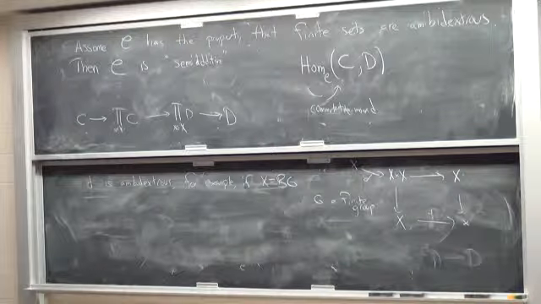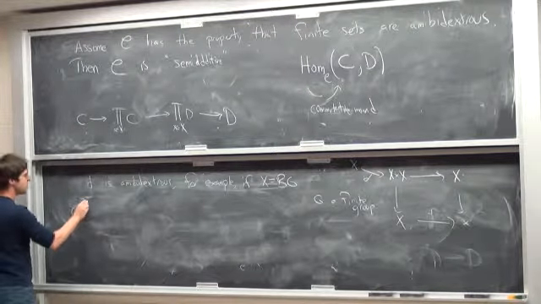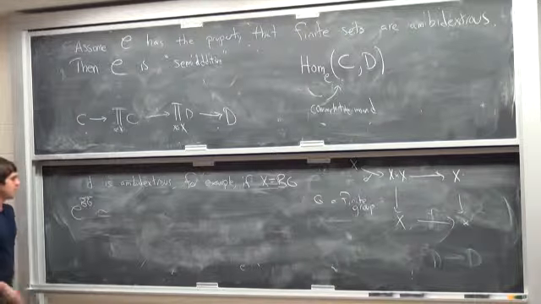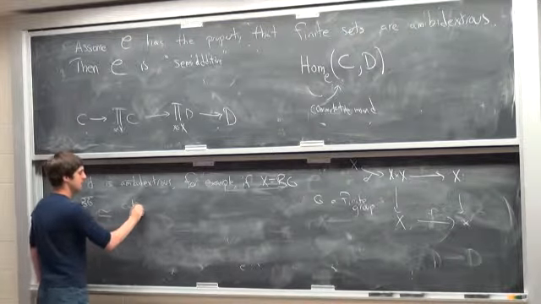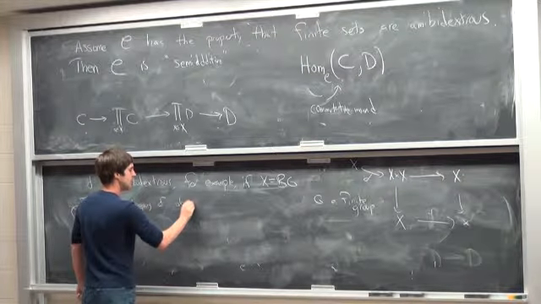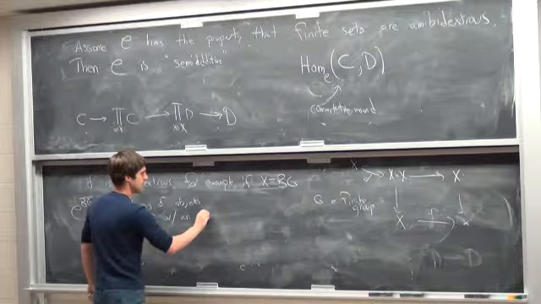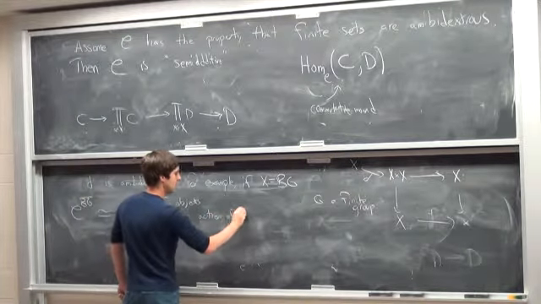So now what is a local system on BG? This category of local systems on BG, you can think about this as the category of objects of C with an action of G. Why was delta ambidextrous in that case?